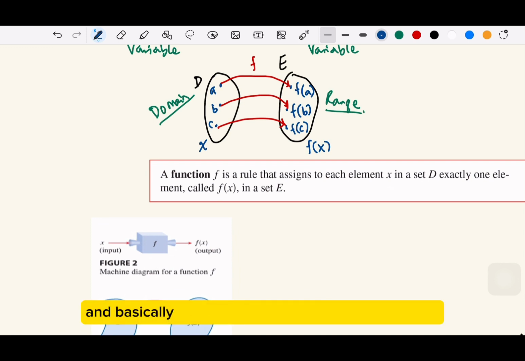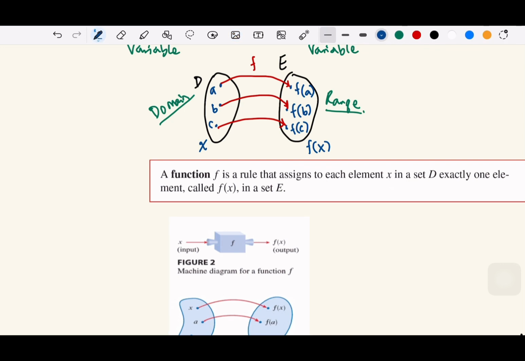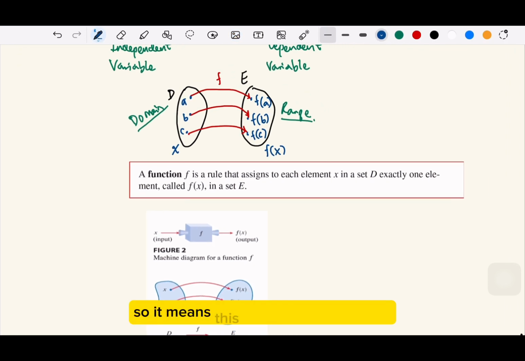And basically, what f means is that f is like a tool. Something that you have that can process this x into something. It can be like a model. And usually we define a function with graphs, right? With graphs, and equations, of course, algebraic equations.